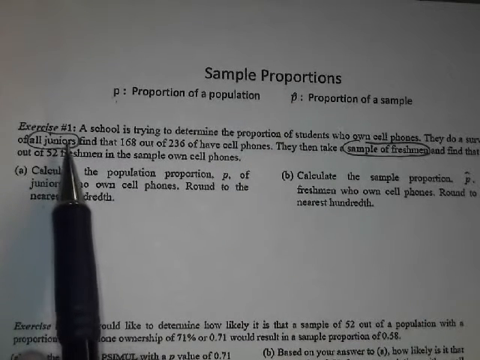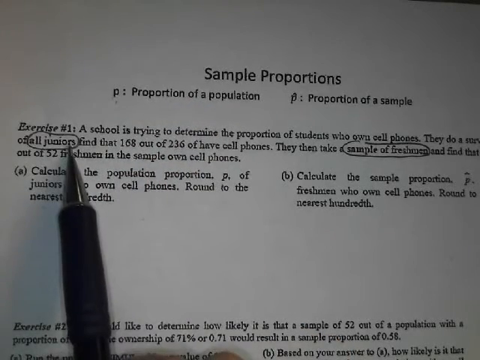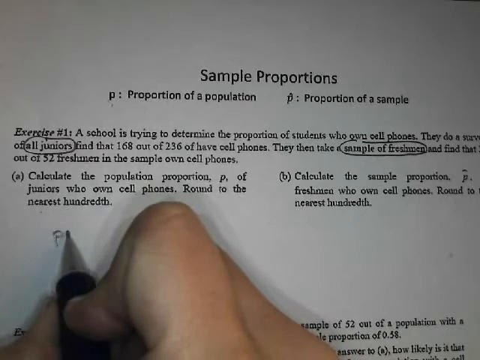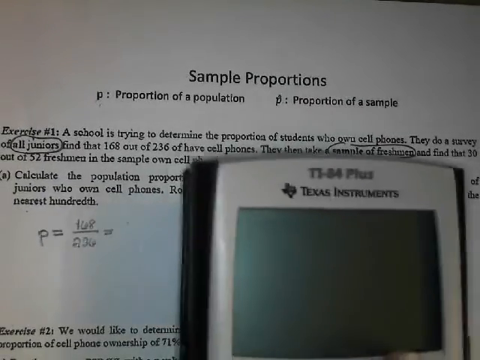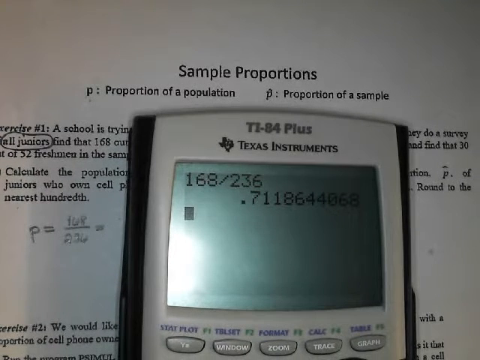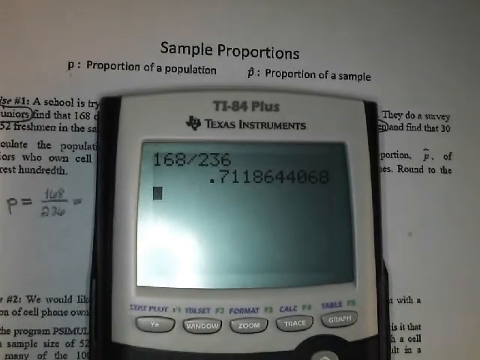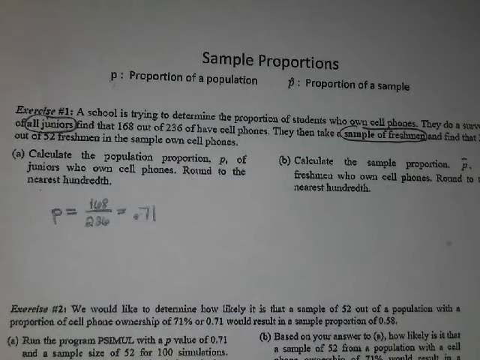And because we surveyed all juniors, we can come up with the proportion of the population of all juniors. So calculate the population proportion, just a lowercase p, which was 168 out of 236. We're going to do that division and round it to the nearest hundredth. And what is that, Molly, rounded to the nearest hundredth? 0.71. 0.71, good. And that statistic is concrete. That's all juniors. We know that.